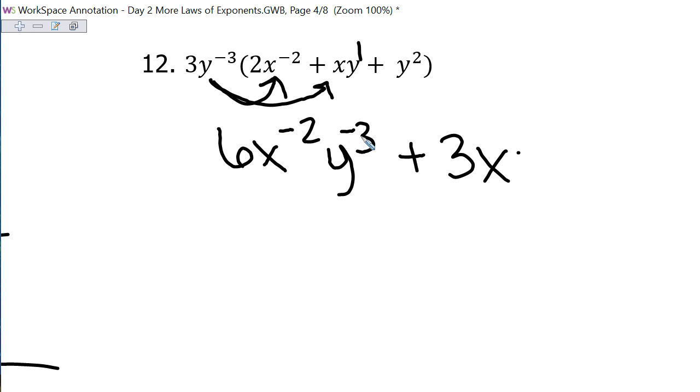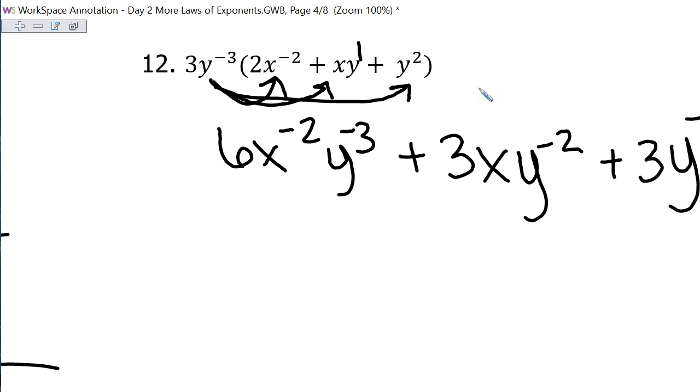When you're multiplying, what do you do with those exponents? Add them, so it's negative 3 plus 1. Negative 2. And do it one more time. 3 times 1 is 3. And y to the negative 3 times y to the 2, we add those, and negative 3 plus 2 would be negative 1. Can I leave my answer like that?